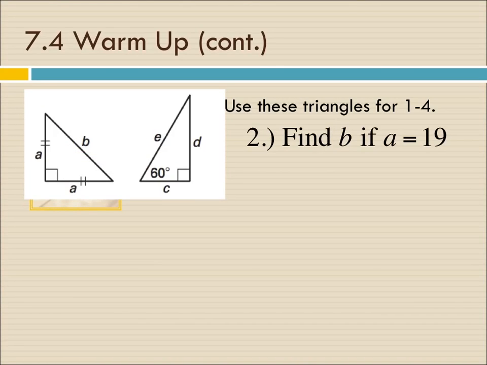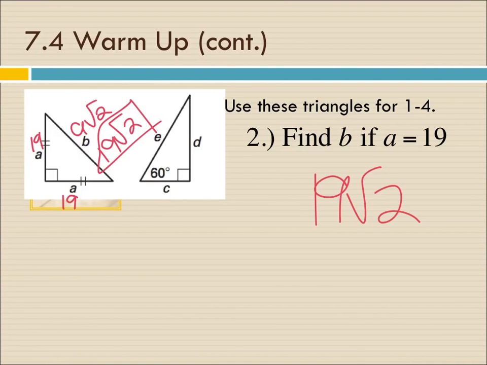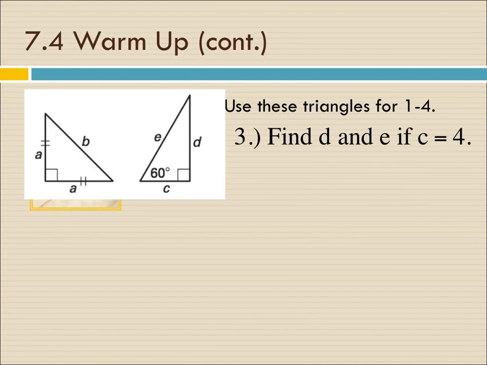Okay, this one says find B if A is 19. So this time they're giving you the side lengths that were your A's. This would be A root 2, so this would be 19 root 2. All I gotta do is plug it in. No arithmetic involved there. Raise your hand if you got that one right. Okay, good. This says find D and E if C is 4.